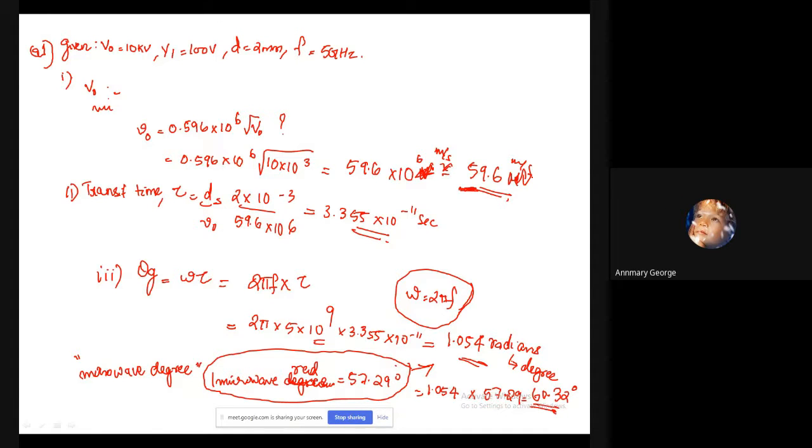Therefore, in the first question, we found v0, that is the velocity of the electron beam. Then tau, transit time. Then theta g, transit angle. These three are always asked in the exam.